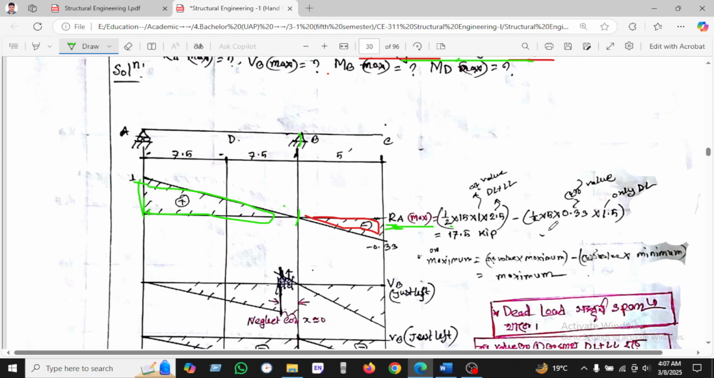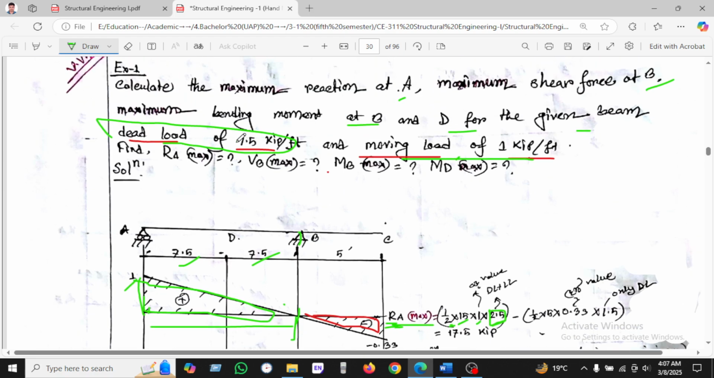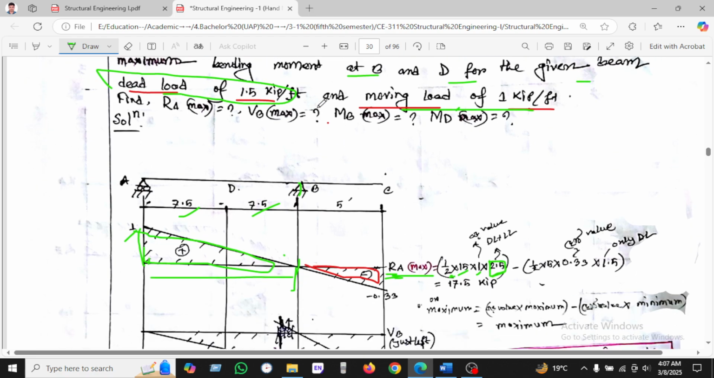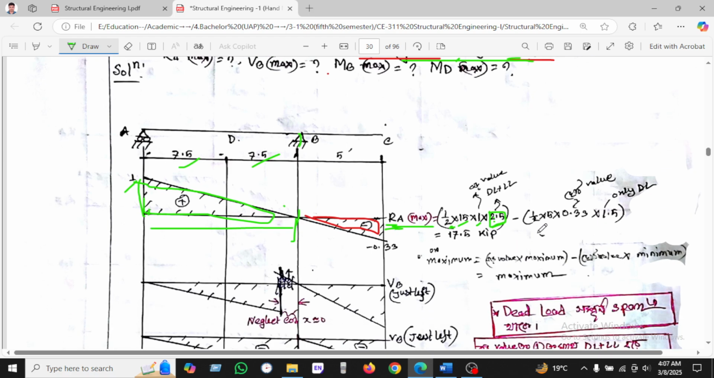This will be half and length. This is the length 7.5 and 7.5. This is the 15, and height is 1. Then it will be a box. We will use 2.5. Why? 2.5 is dead load plus live load. Dead load is given 1.5 and live load is 1. But we will not use it here immediately.